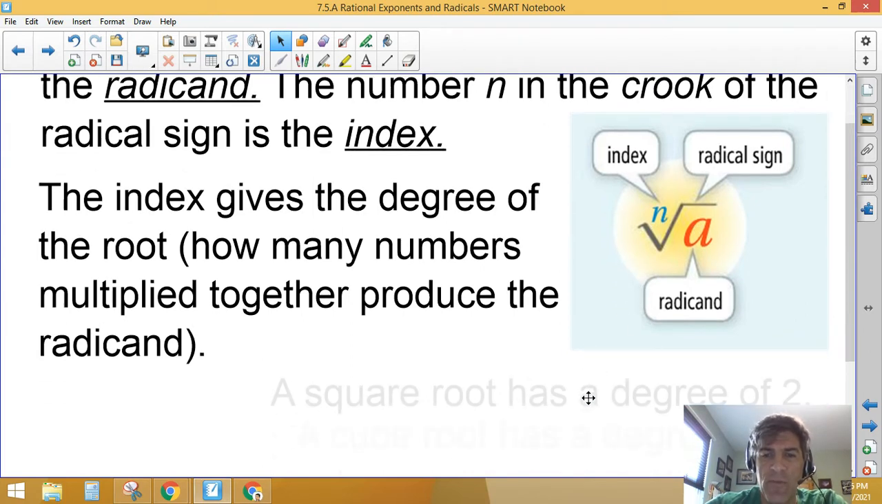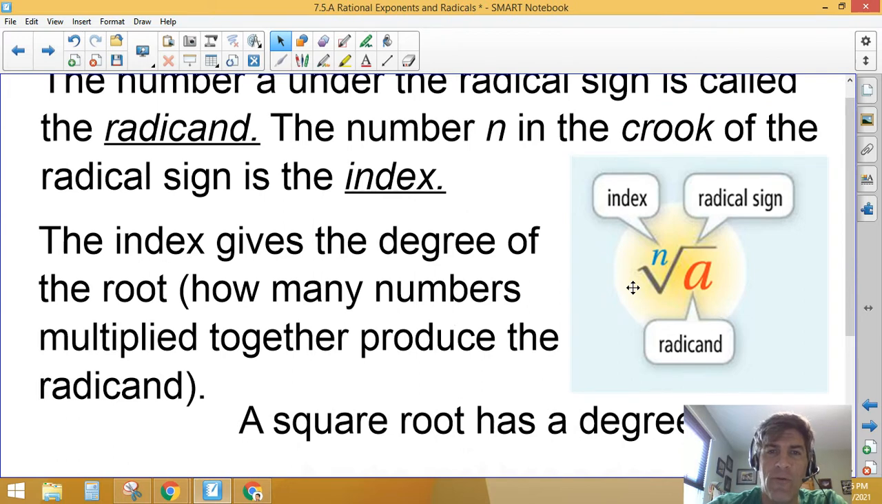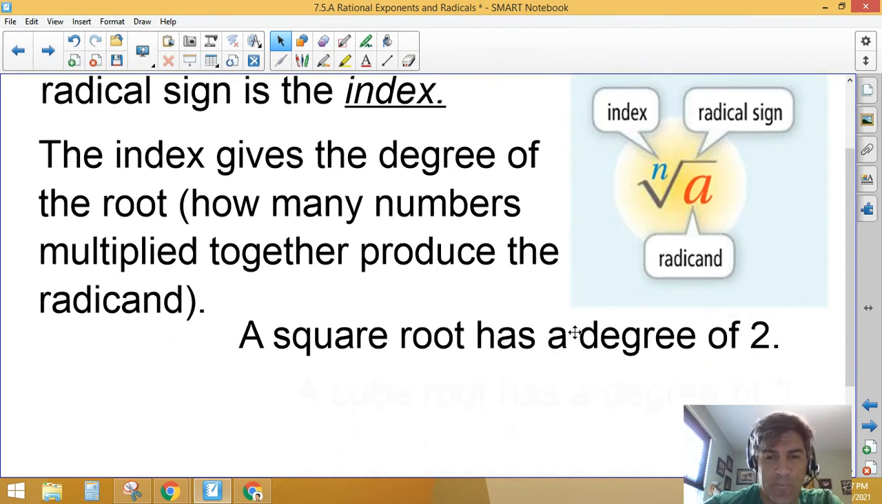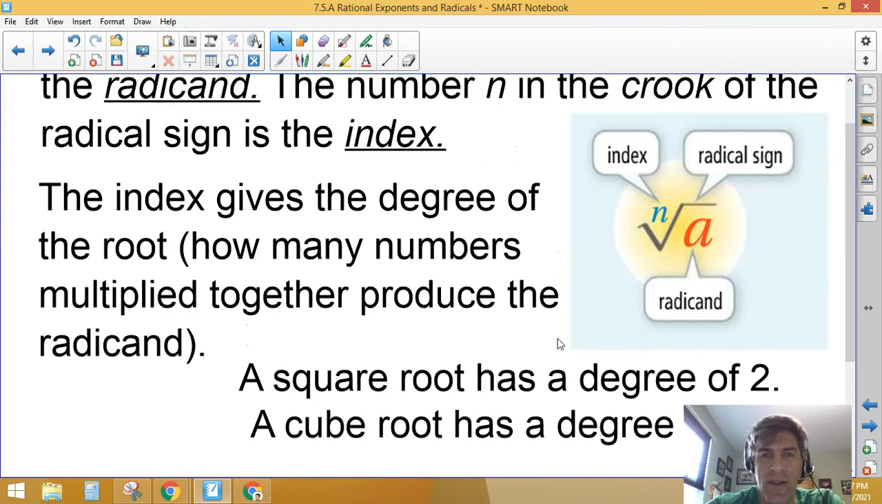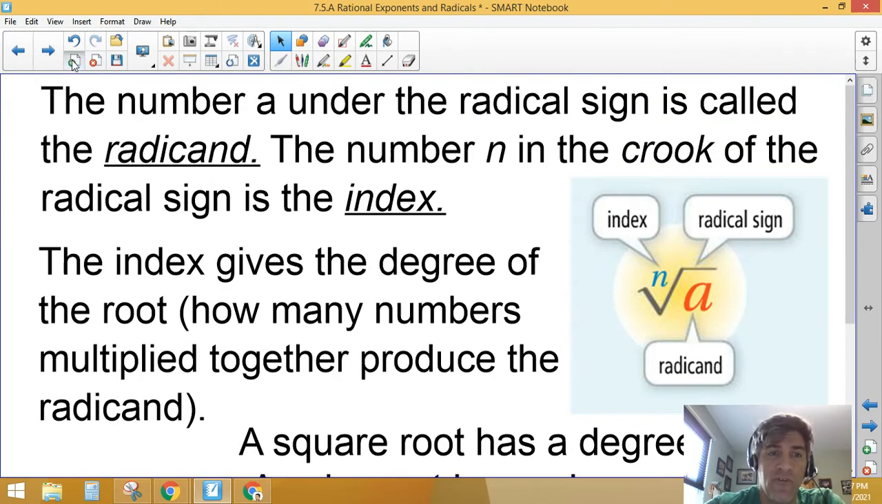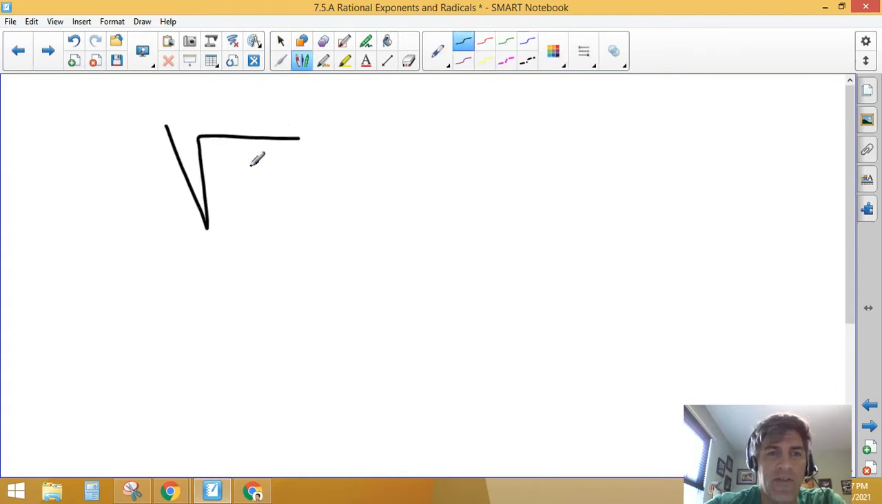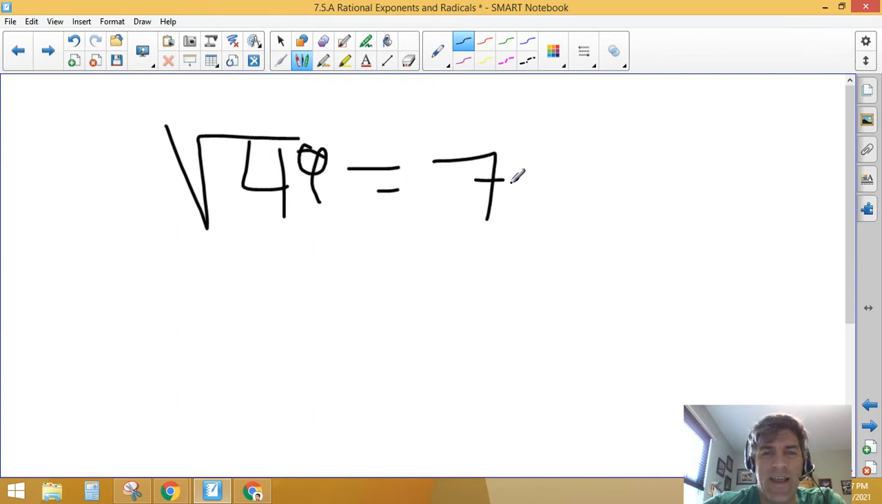I'll do a lot of examples and explain this with context. But typically, a square root has a degree of 2. So if I want to find the square root of 49, I could put the radical sign, 49 as my radicand, and then a little 2 here. But we don't ever put a 2 there, though there technically is a 2 there for a square root. If we're doing a cube root, it has a degree of 3. So the square root of 49 is just going to be 7 because 7 times 7 gives me 49. There's a little 2 up here that's invisible.